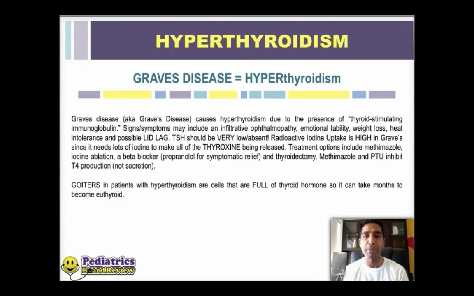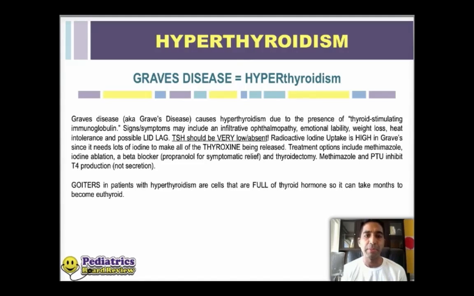Signs and symptoms may include an infiltrative ophthalmopathy, emotional lability, weight loss, heat intolerance, and possibly a lid lag. TSH should be very low or potentially even completely absent. And your radioactive iodine uptake is actually going to be very high, right? So you have hyperthyroidism over here. You have lots of thyroid hormone being created, and in order to create that, you need a lot of iodine. So that's actually going to get taken up with your study.